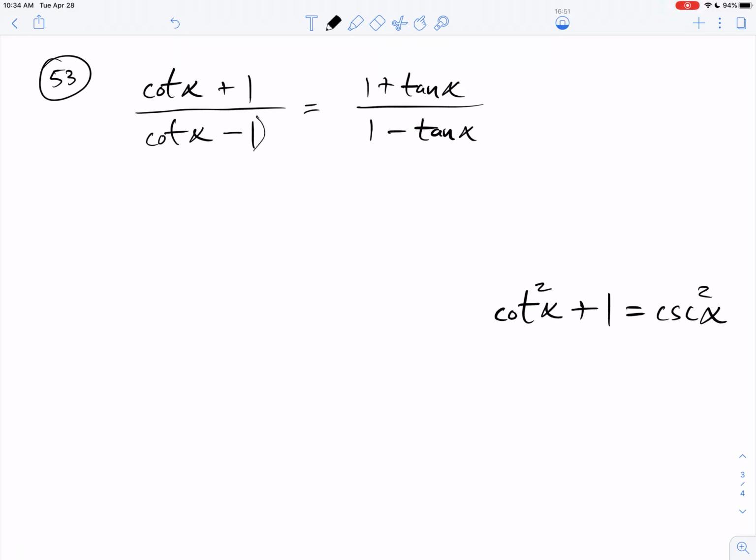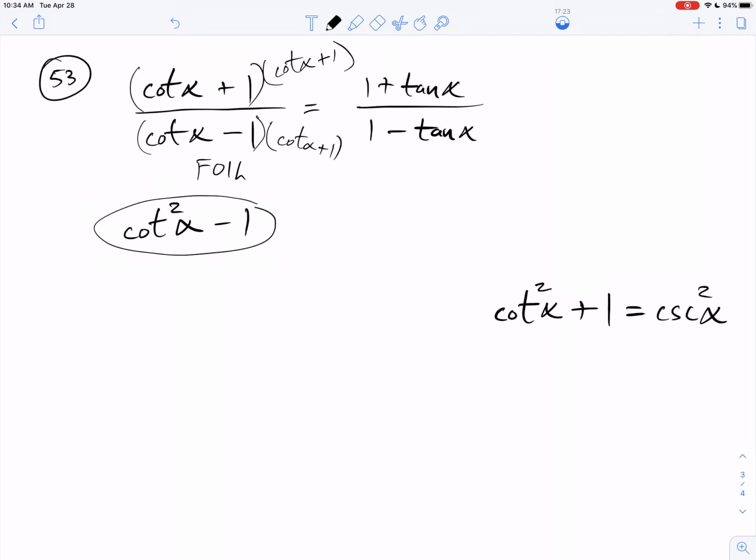If I tried to use the same trick that I just used, let's use this trick, right? You're thinking, yeah, that makes a lot of sense. It's a bad trick. Here's how you know you're going down the wrong path. If I FOIL the bottom, I will get cotangent squared alpha minus 1.